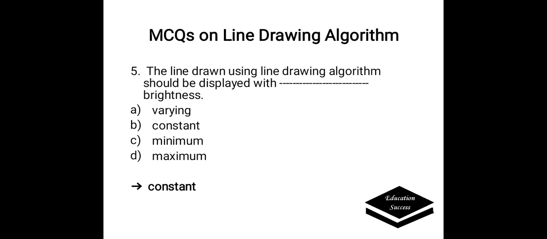The line drawn using line drawing algorithm should be displayed with dash brightness. Options are A varying, B constant, C minimum, D maximum. Correct answer is constant. In the line drawing algorithm, the line should be displayed with constant brightness.